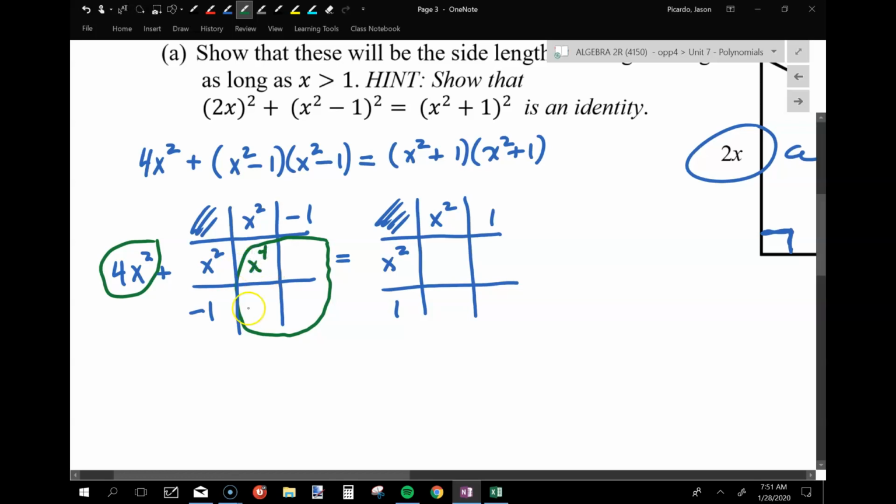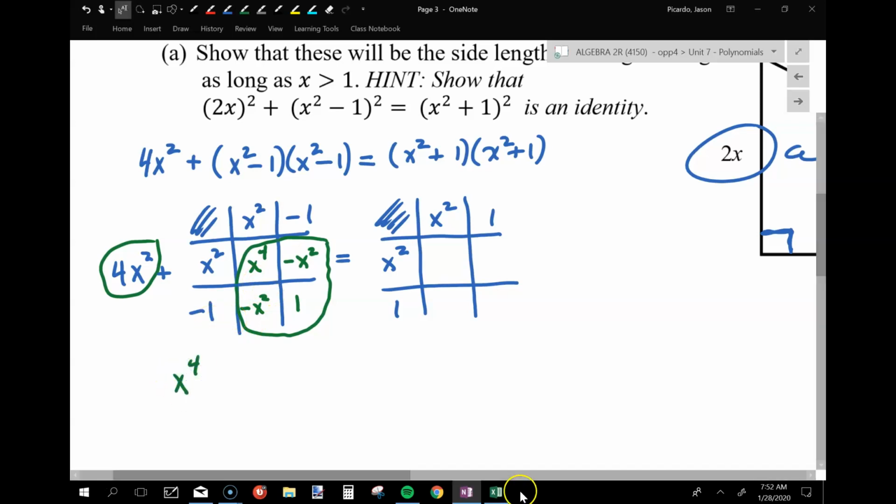Then I have negative x squared and negative x squared and positive 1. So what do I wind up getting? Well, x to the 4th can't be combined with anything, can it? So that's kind of on its own. And then I have 4x squared minus x squared minus x squared. What's that going to give me? 2x squared plus the 1.